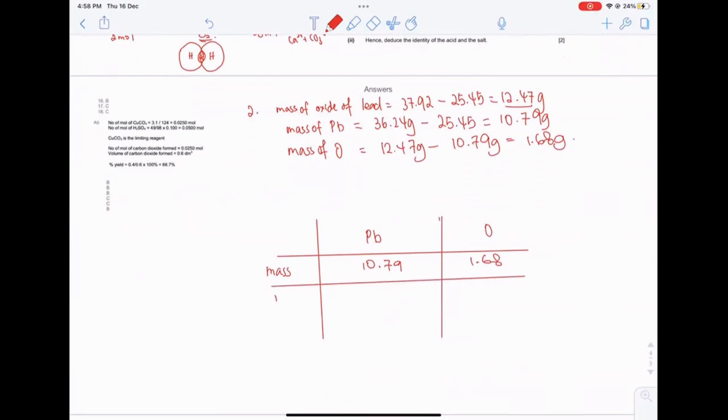Next will be to get number of moles. Mole, how do I get mole from mass? Mass divided by the Mr, 207. So I will get 0.05. This is 1.68 divided by Mr 16 equals 0.1. Then next will be divide by the smallest number to get the ratio. The smaller number between the two will be 0.05.